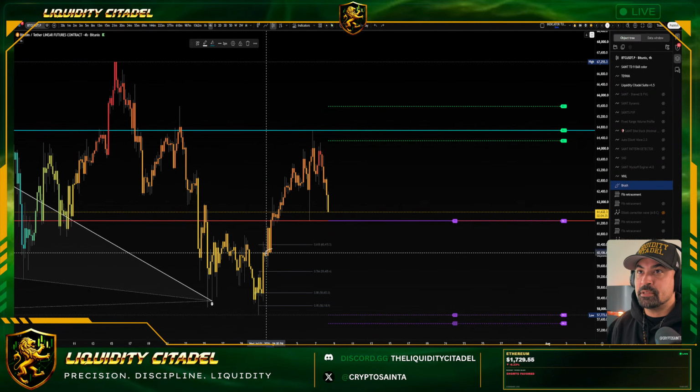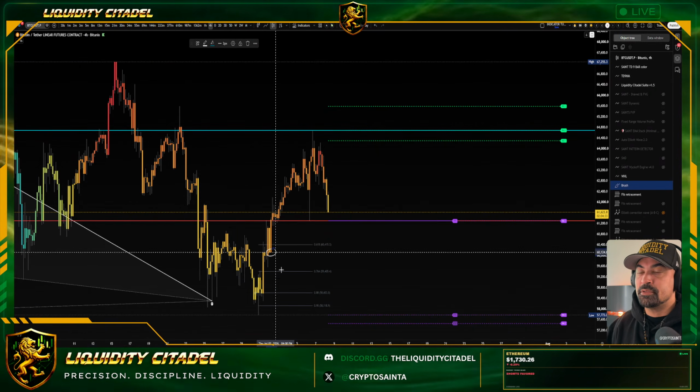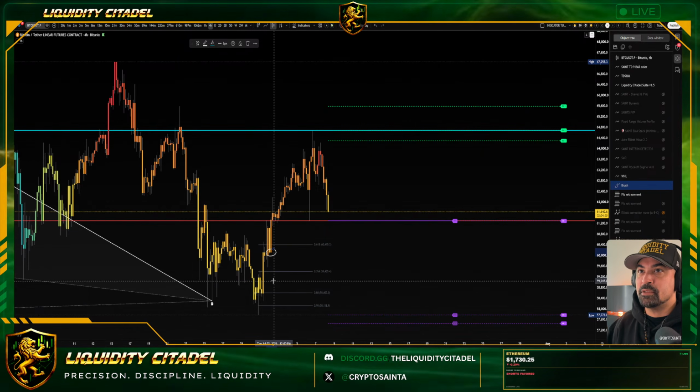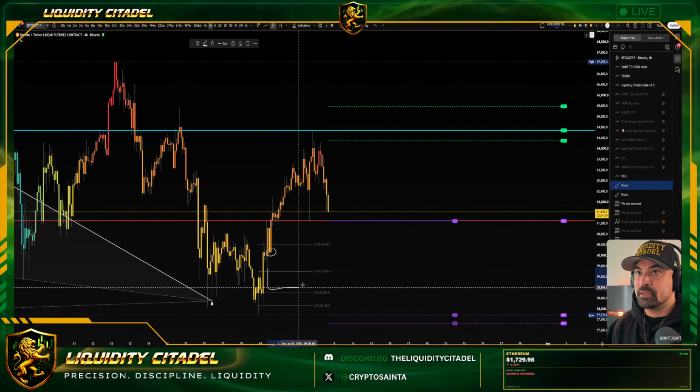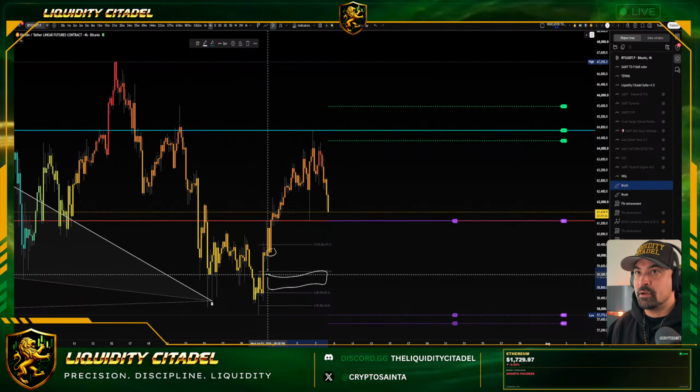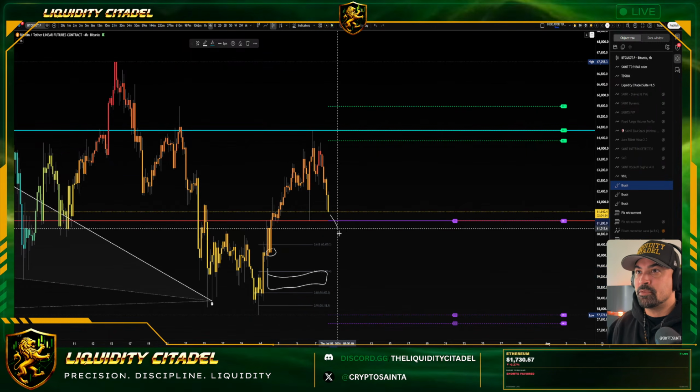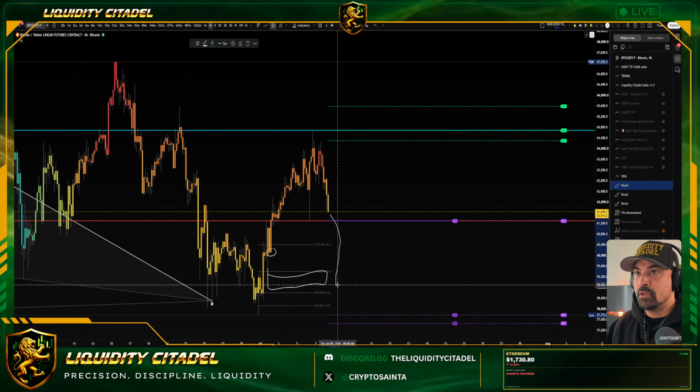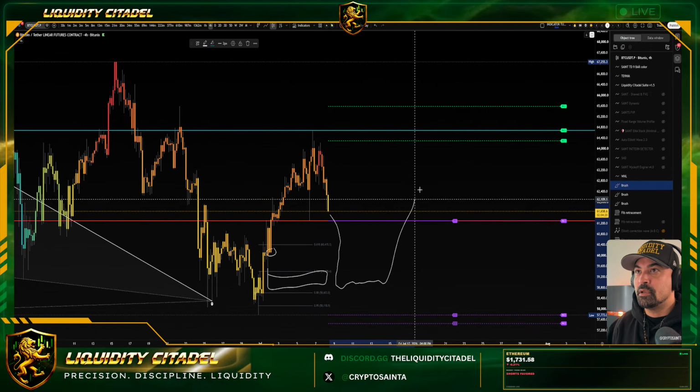The reason I don't think it'll hold is because of this thin liquidity that sits inside the zone. And if we look at this gap that sits inside here, it makes sense for price to come into the zone, fill some of this, and then move higher.